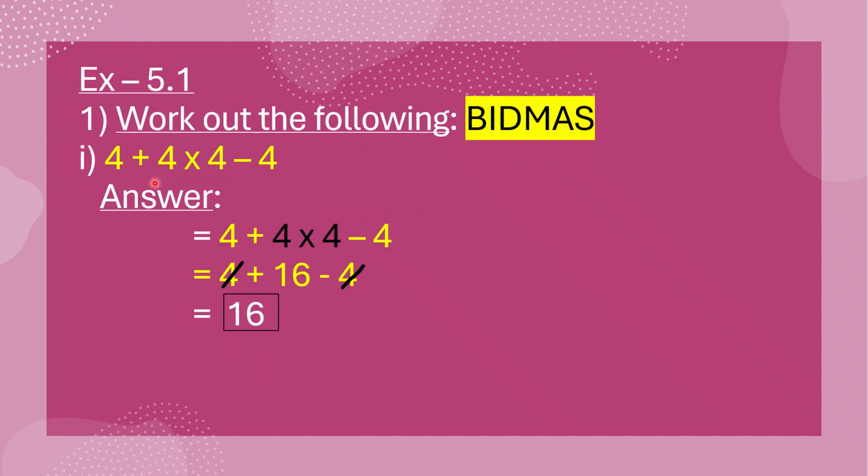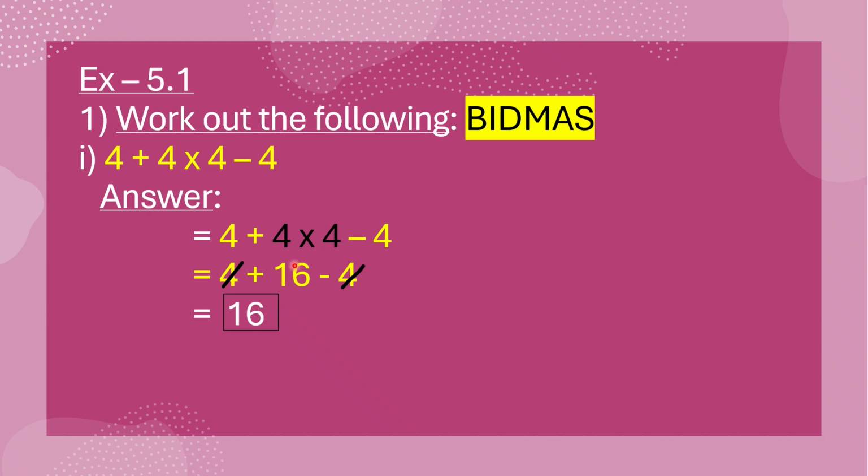Next sum: 4 plus 4 into 4 minus 4. We have to find the answer for this. Okay. So for that we have to use the BIDMAS rule. So let's see, do we have any brackets in there? No. Do we have any indices here? No. Do we have any divisions there? No. So we have multiplication here. So we have to do multiplication first. So 4 plus 4 into 4 minus 4. That is our question. So we have to do the multiplication first.